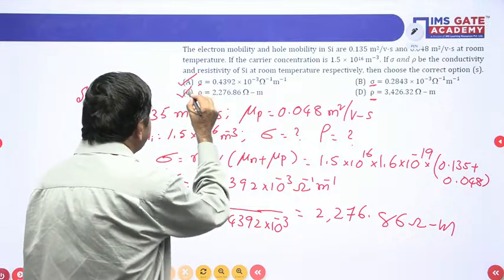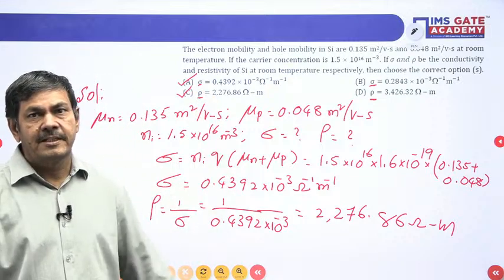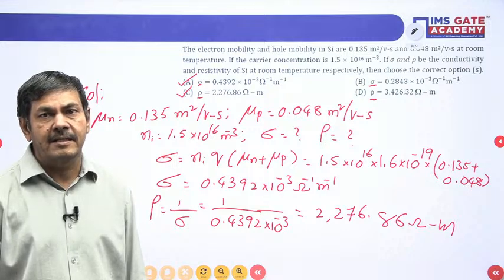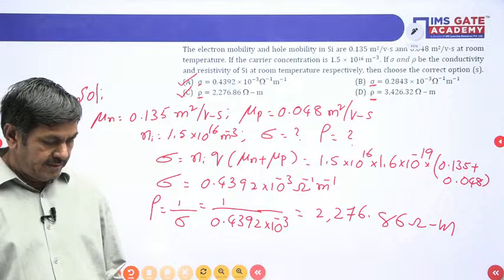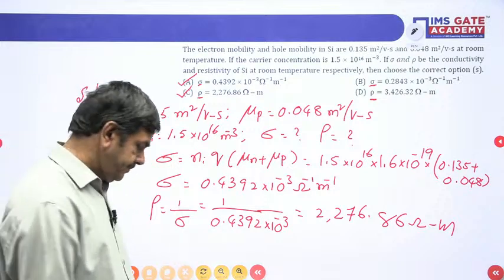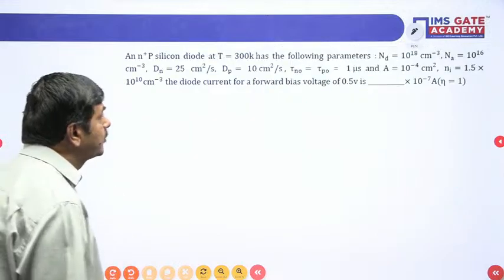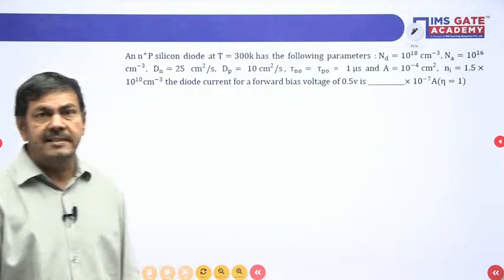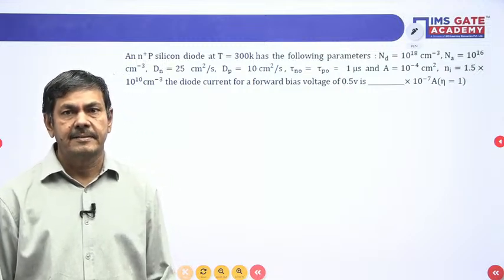So here options A and C are correct. For the given problem, options A and C are correct. It is an MSQ question. Yes, I will go to the next question now. You please try this question. It's a very good question. I hope you can try this question without my help.